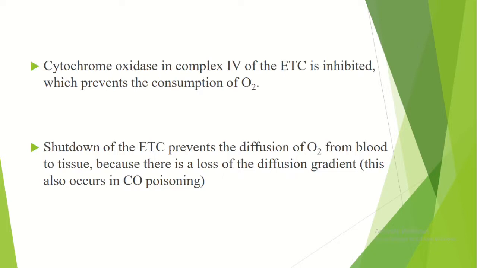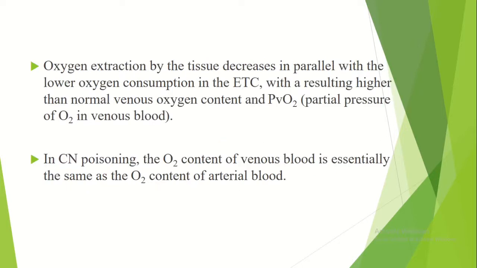Cytochrome oxidase in complex 4 of the electron transport chain is inhibited by cyanide, and this is going to prevent the consumption of oxygen. Shutting down of the electron transport chain is going to prevent the diffusion of oxygen from the blood to the tissue, because there is a loss of the diffusion gradient, similar to what occurs in carbon monoxide poisoning. In addition, oxygen extraction by the tissue decreases in parallel with the lower oxygen consumption in the electron transport chain.